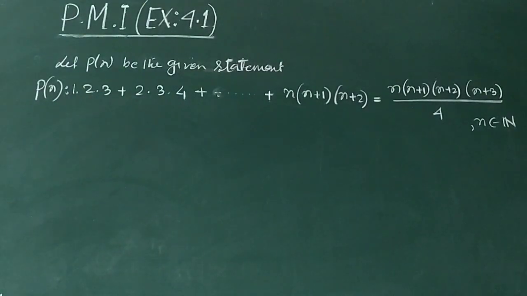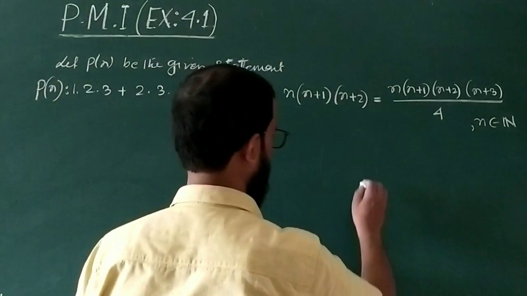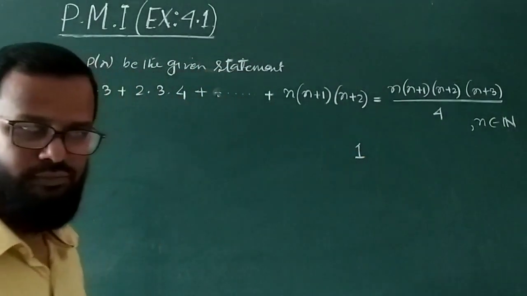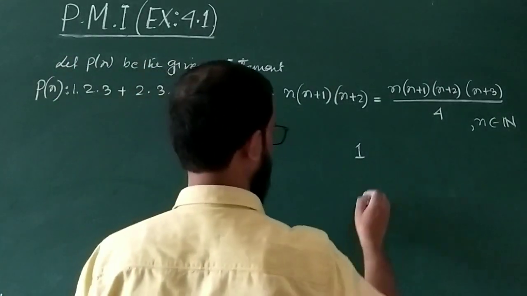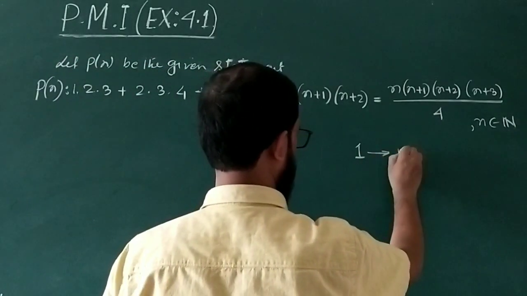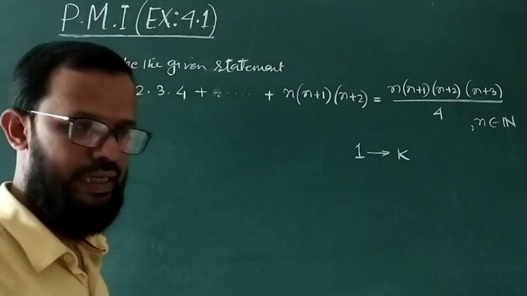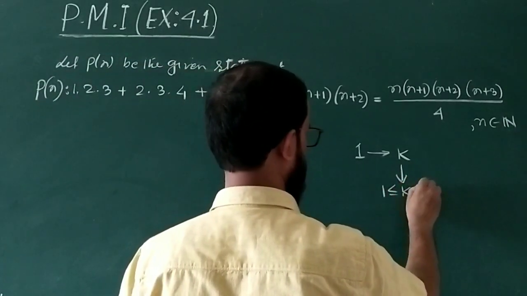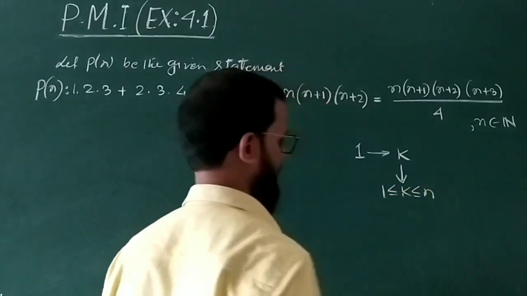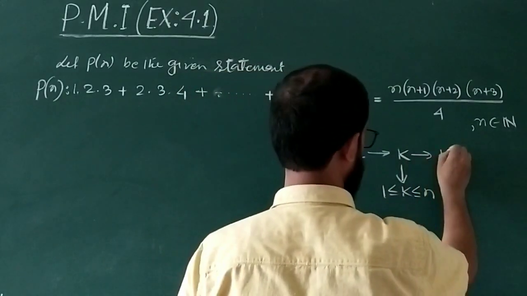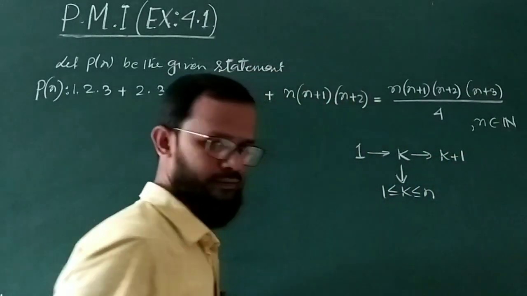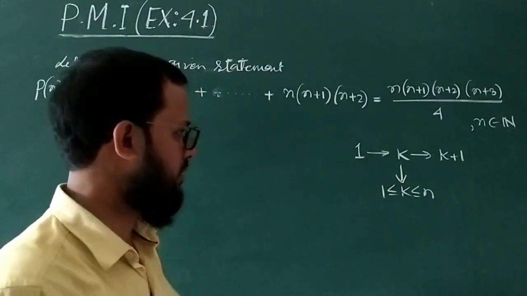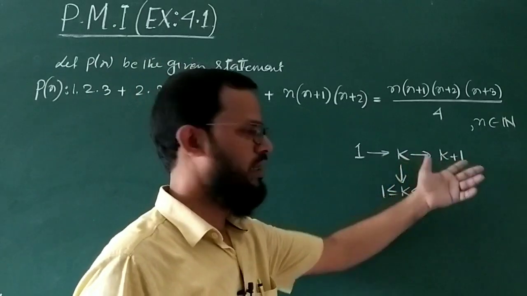What is the rule? Let us revise the rule once again. First you prove that the statement is true for 1. And then the next step is you suppose that it is true for K. What is K? K is lying between 1 and n. And then you have to prove that it is true for K plus 1.